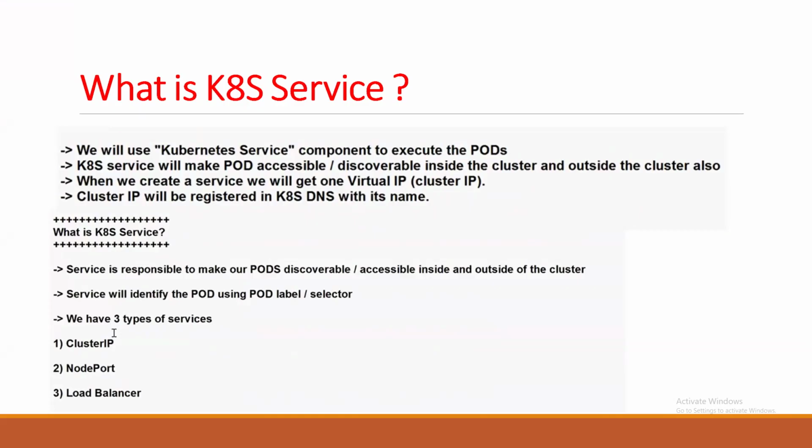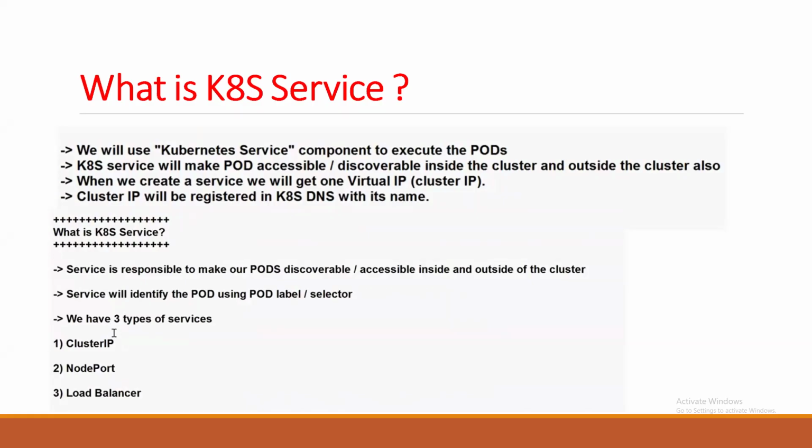Kubernetes service will make pods accessible and discoverable inside the cluster and outside the cluster also. When we create a service, we will get one virtual IP address, the cluster IP, which will be registered in the Kubernetes DNS with its name. So the service is responsible for making our pods discoverable and accessible inside and outside the cluster. That's the reason we are using services.